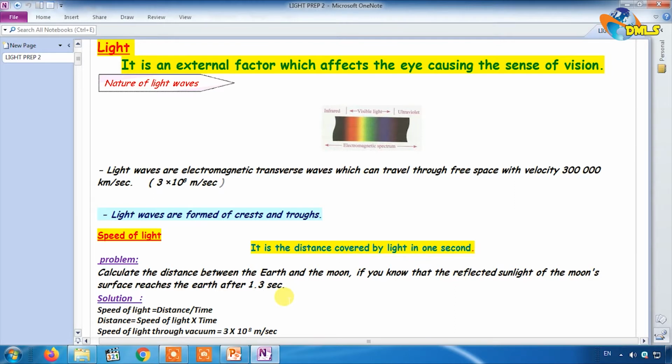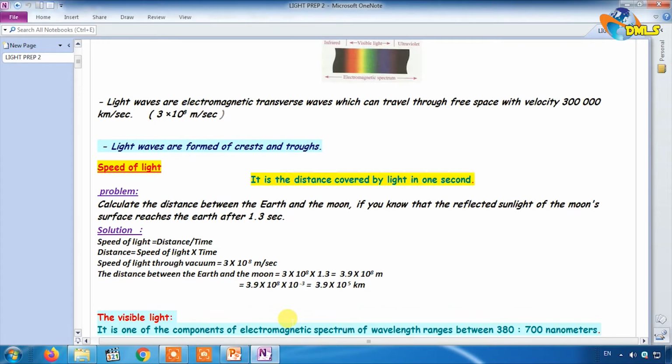I told you before, if we see any problem we have to focus on what? On the information. We have to read the problem well, then take the information from the problem and write it first, and then write the answer. First thing is the speed of light. We know the speed of light means distance over time, so we calculate the distance by taking speed of light times time. The speed of light through vacuum is 3 times 10 power 8 meters per second.